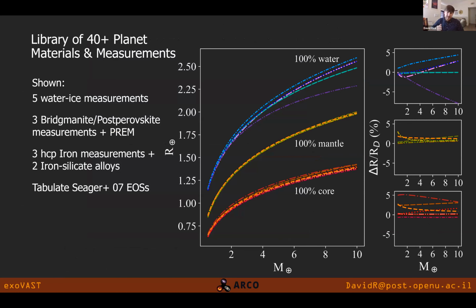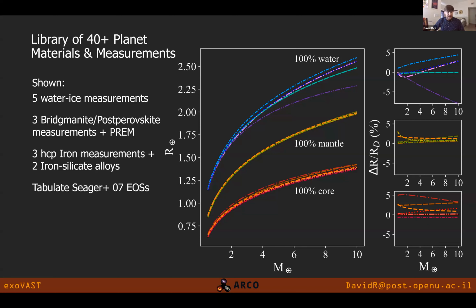measurements of these materials. This is a mass-radius plot with some lines of isocomposition on it for 100% water planets, 100% mantle planets, and 100% core planets. Here we're just changing which material, or which measurement for the material, is the dominant one in each layer. On the top are 5 different measurements of water ice. The purple line is if you don't include ice 10 in these planets, which some earlier works did not have measurements for. You can see that quickly creates planets with up to 5% difference in radii. The mantle planets have some different measurements of Bridgmanite and post-perovskite, and the core has some different measurements for hexagonal close-packed iron that can create planets up to 2% different, and 2 iron silicate alloys, which can create planets up to 5% different if you're lightening that core with some silicate inside the core.